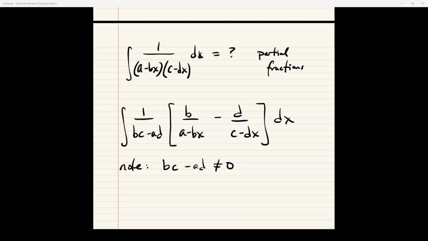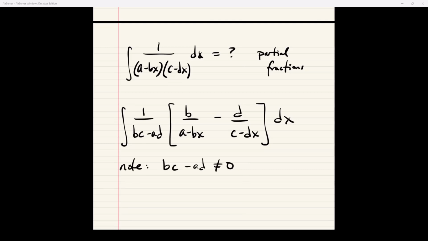Otherwise, this whole thing fails, right? So if those original parameters were chosen in a way that gave me bc minus ad equal to 0, then we're not going to be able to solve it. So there must be some circumstance in which there won't be a solution under those initial parameters. So we want to avoid initial conditions like that. So we're assuming that bc minus ad isn't equal to 0 throughout here.